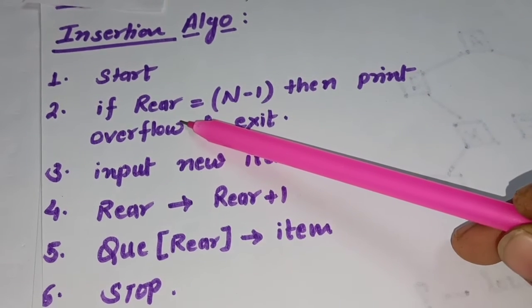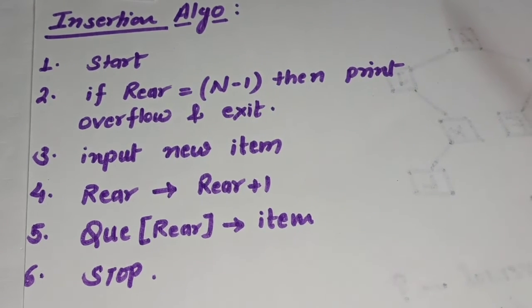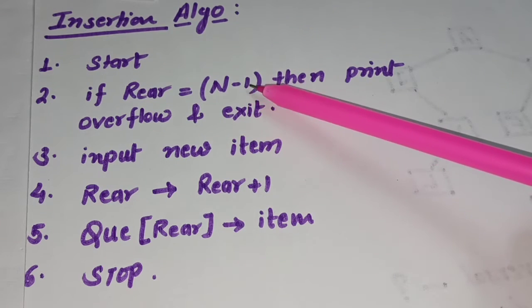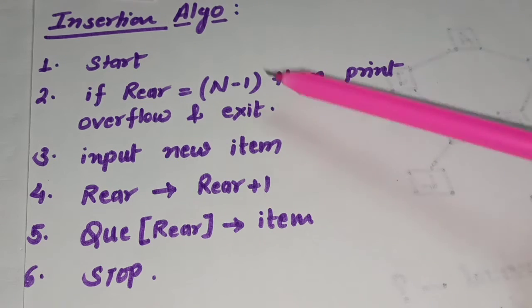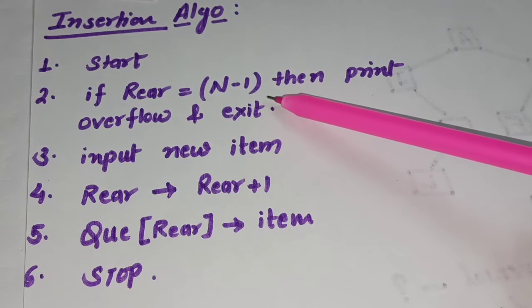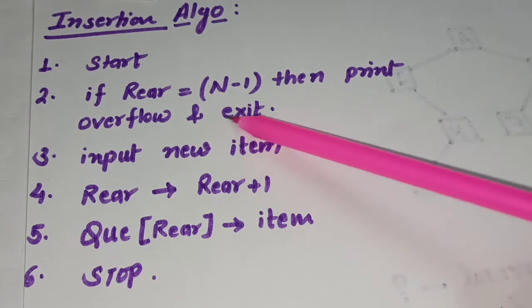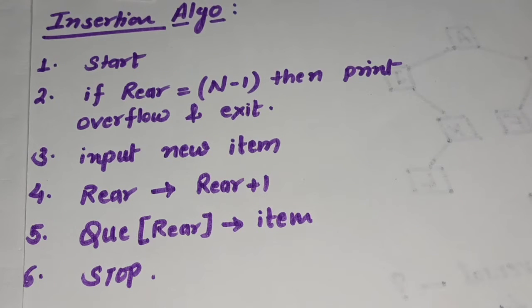So here we check if rear is equal to n minus 1. Size is the size of the queue, started from 1. If rear is equal to n minus 1, then it will print overflow and exit. Okay, it means our queue is already full, we cannot enter any other element in the queue. So first of all we check whether rear and size are equal or not. If both are equal, it means our queue is overflow.